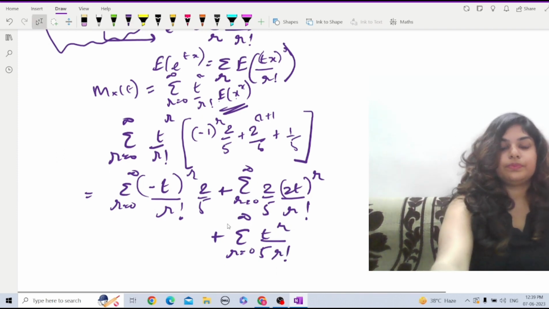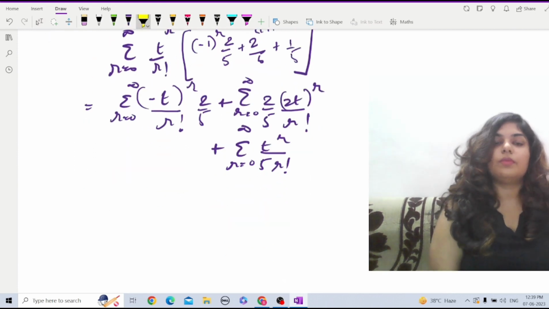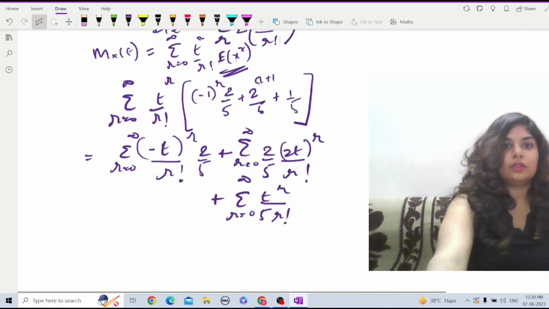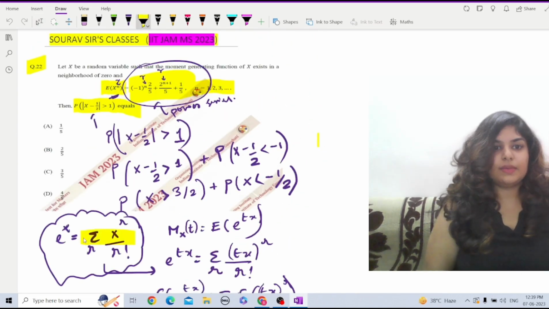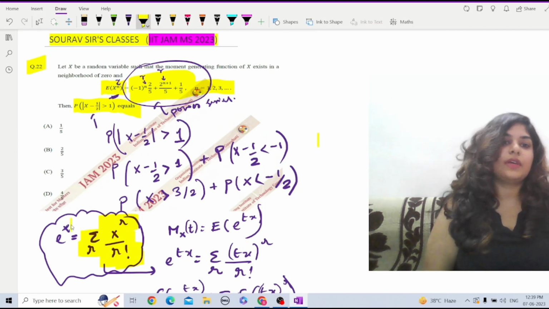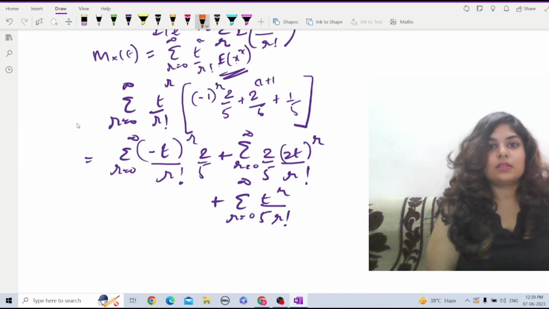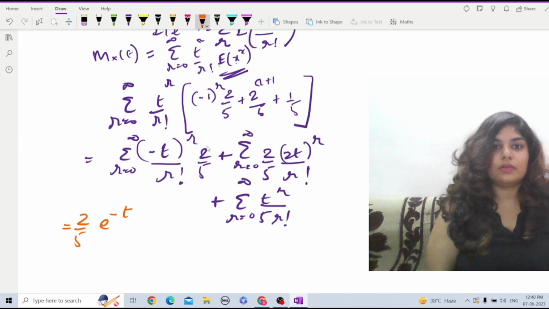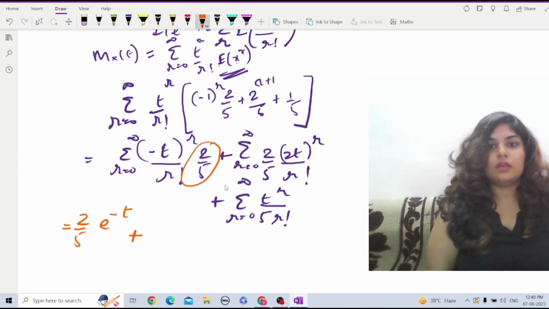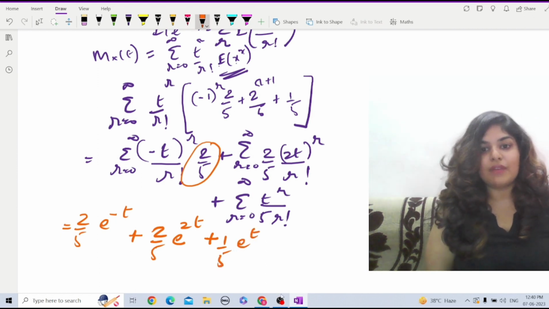Now from the formula of the exponential, the summation over r from 0 to infinity of x to the power r by r factorial is e to the power x. So of course here we can easily write the same thing: the summation of (-t) to the power r by r factorial is e to the power minus t, along with 2/5, plus again 2/5 and this is e to the power 2t, plus 1/5 into e to the power t. So this is the expansion form that we have got.